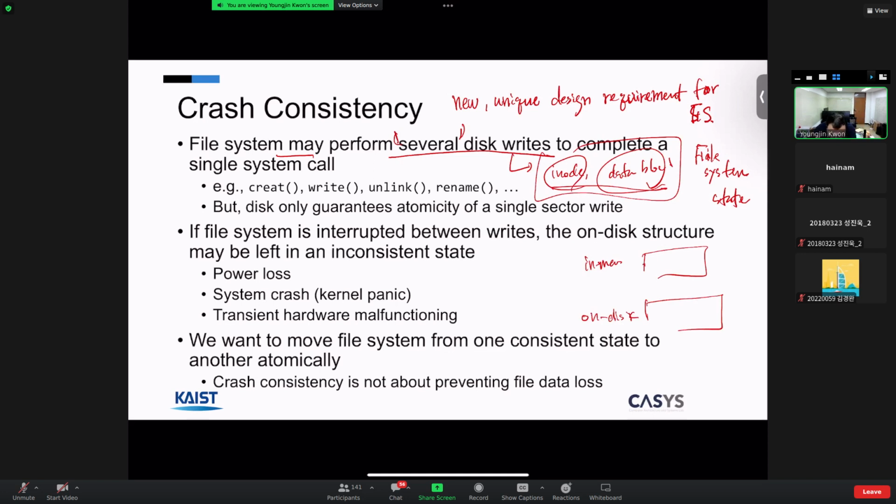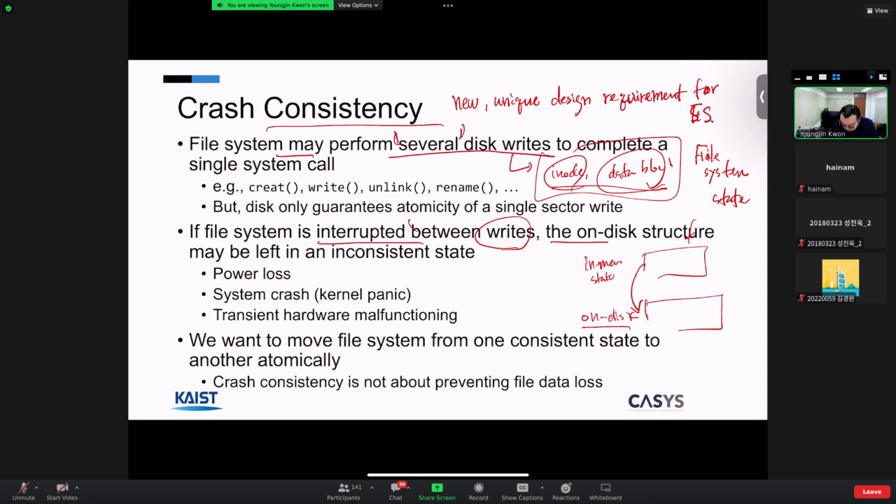In-memory state and on-disk state are synchronized. In-memory state has up-to-date information, and on-disk state is stale because your modifications, inode updates, and new directory blocks are applied to in-memory state first. That has to be persisted to disk in a consistent way. But the system may be interrupted between several writes.